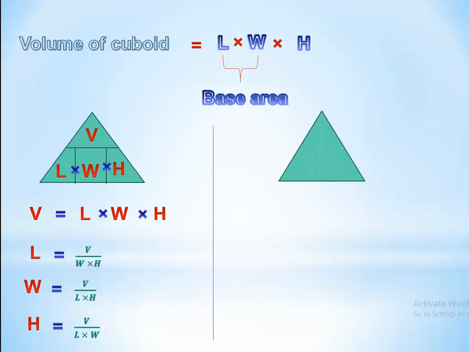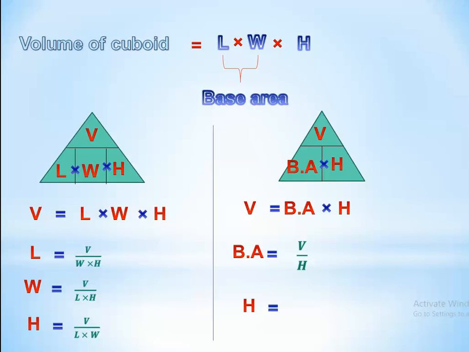The second rule, we know that volume equals base area by height. So if I want to calculate volume, I hide volume, it will be base area by height. If I want to calculate base area, I hide base area, it will be volume over height. If I want to calculate height, it will be volume over base area.